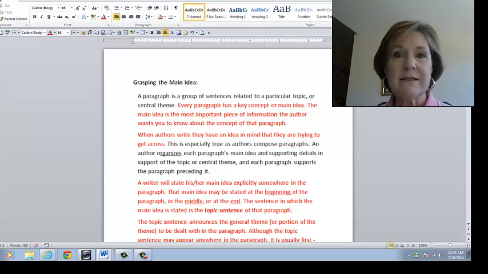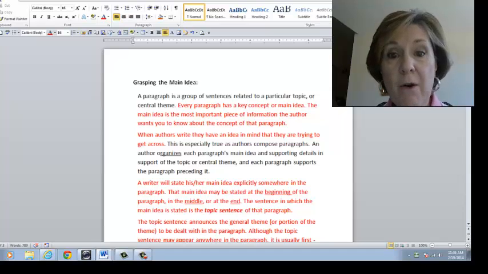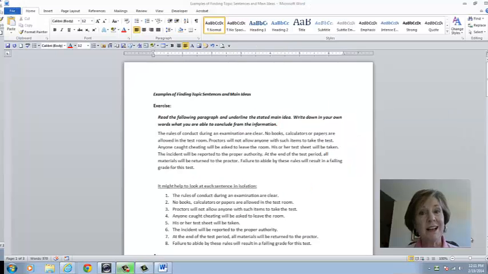Grasping the main idea. Of course, you know that a paragraph is a group of sentences related to a particular topic or central theme. Every paragraph, let me say that again, every paragraph has a key concept or main idea. This is the most important piece of information the author wants you to know in that paragraph. So when they have an idea in mind, they're going to organize their paragraphs according to the main idea. And each paragraph is going to support the main idea.